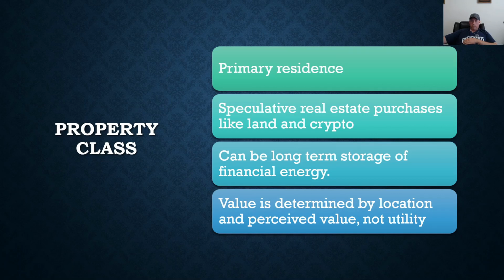So with your property class, your primary residence, speculative real estate, crypto, can be a long-term storage of financial energy, and your value is determined by location, perceived value, not necessarily utility. And I say that because that Laguna Beach house provides great scenery, but it's only like 700 square feet, and I think the cost per square foot was like 2,200 or some ridiculous number. So your utility here isn't necessarily reflective of the cost. New York City apartment buildings are a prime example.